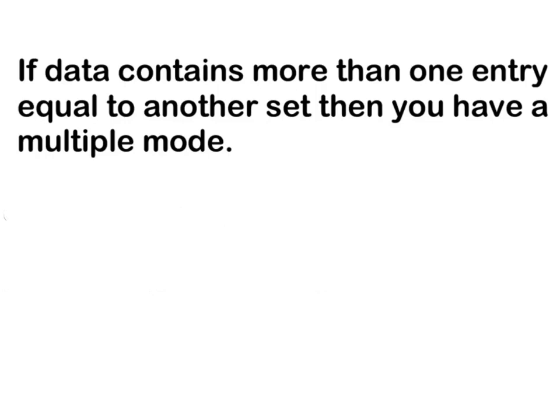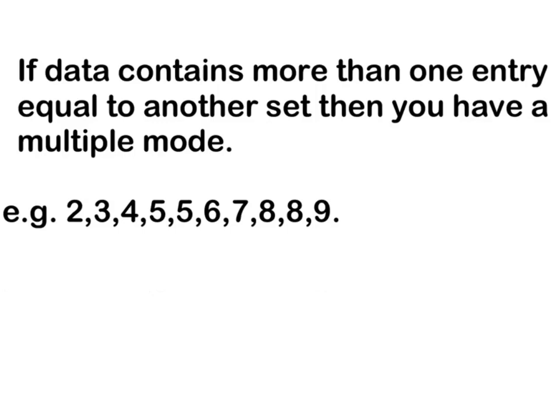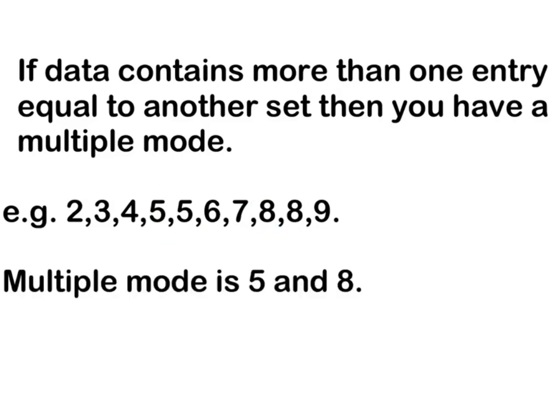If data contains more than one entry equal to another set, then you have a multiple mode. So let's look at our data. We have 2, 3, 4, then we have 5, 5, 6, 7, 8, 8, 9. So 5 occurs twice and 8 occurs twice. They are equal. So in that case, we have a multiple mode, and we're going to list them both. So the multiple mode is 5 and 8.